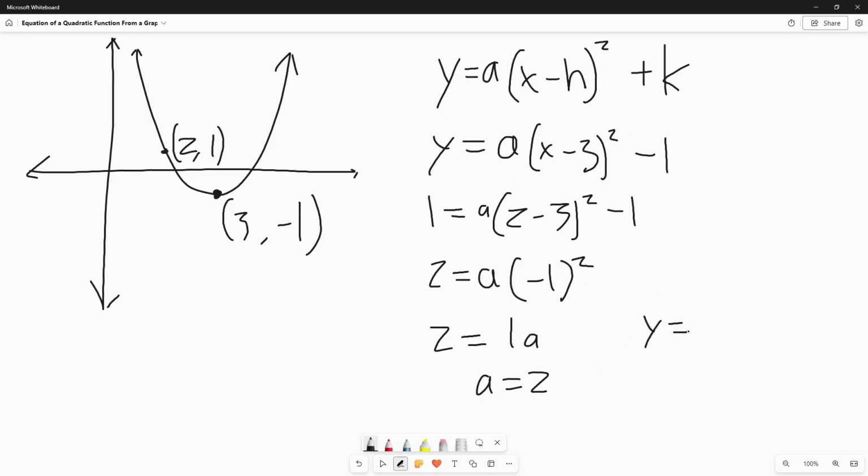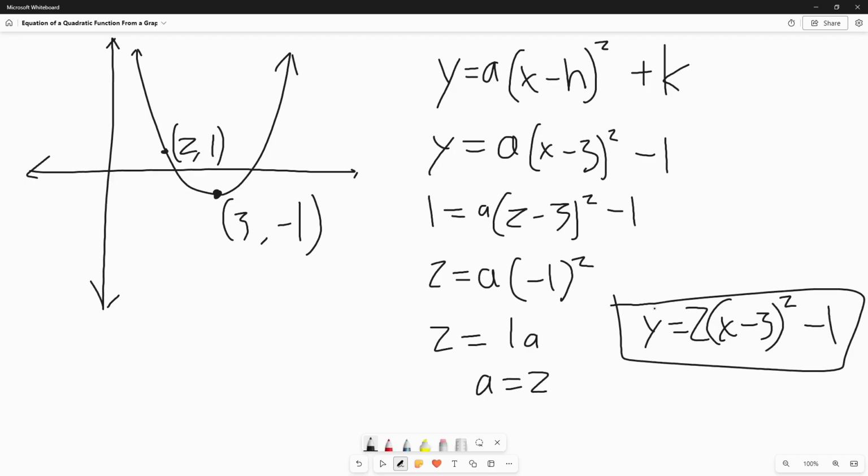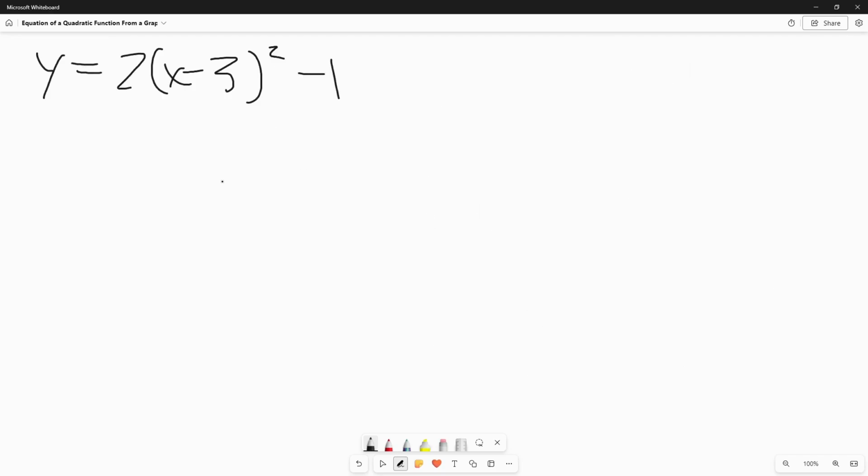So y is equal to 2 times (x minus 3) squared minus 1. And this is your equation for the graph. But once we get this, we're still not done. We should still convert it into standard form.